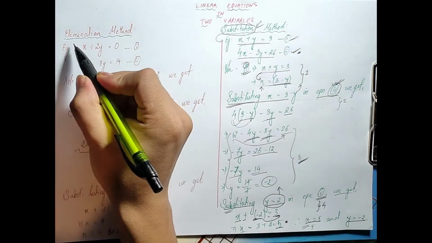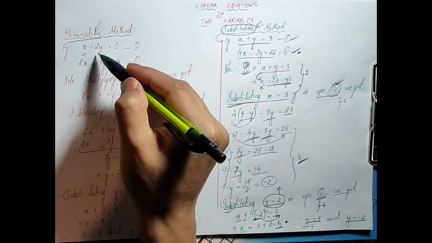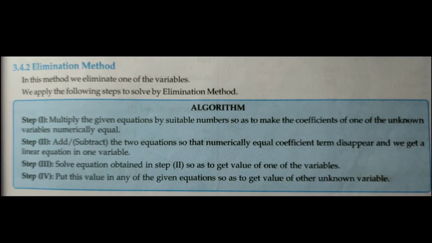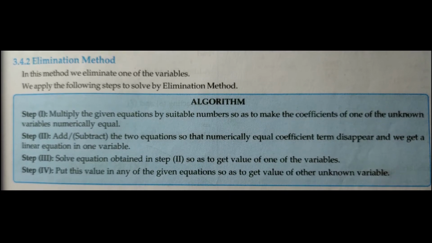The second method is elimination method. As the name suggests, we'll be eliminating one of the variables, that is x or y. The algorithm for elimination method is shown on the screen. Let us take one example to understand this algorithm.